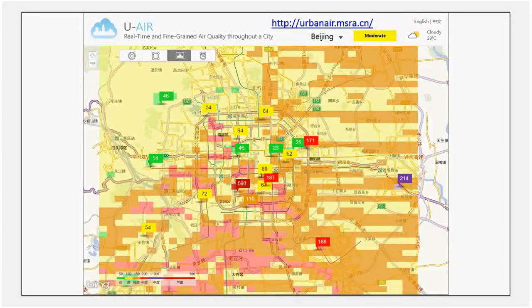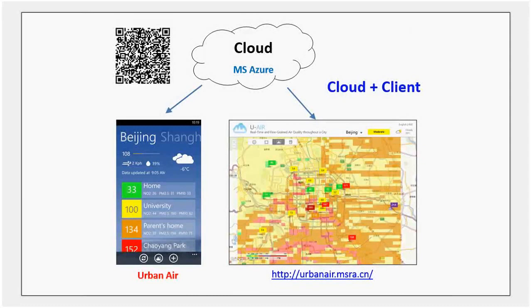So this system is built on a framework that connects cloud with client, where the cloud continuously collects data and processes data and serves users with real-time service. The user can access real-time information by using either a mobile client or a web service. So you can search for Urban Air in the Microsoft App Store or access the website through the URL. It's publicly available.